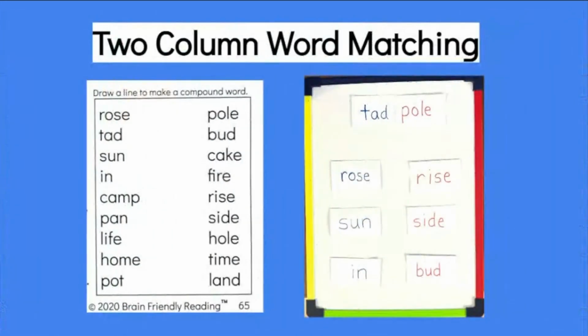When you see a box with words listed in 2 columns, you can use those words for a 2-column matching activity. This can be an extension activity for those students who are more advanced. Simply write the words on cards and have the child move the cards to match and make compound words or other 2-syllable words.